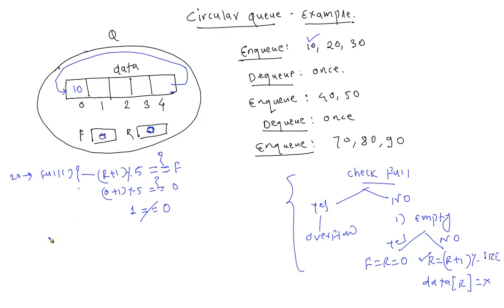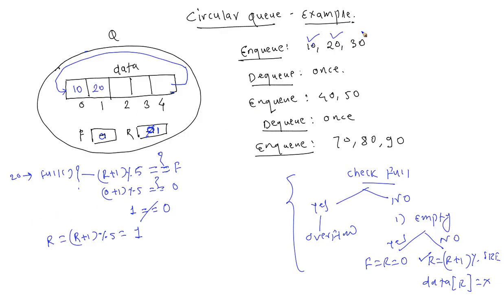Then if the queue is not full, simply increment r, right? By using the same formula, r equal to, now I am assigning the value to r. Here I did not assign, I simply extracted the value and made the comparison. So now I am assigning the incremented value to r, which is 1 in this case, because r is 0, 0 plus 1 is 1, 1 mod 5 is 1, so r becomes 1, right? Incremented in the circular fashion. So r becomes 1, so we go to location number 1 and insert 20 there, right?